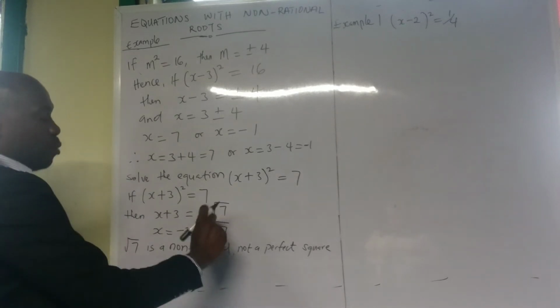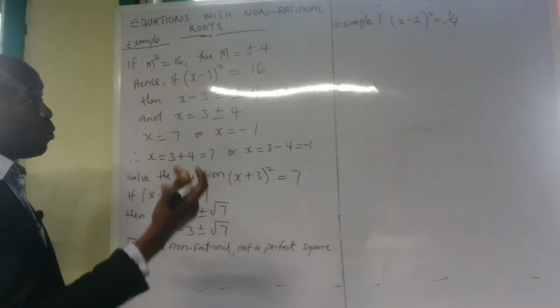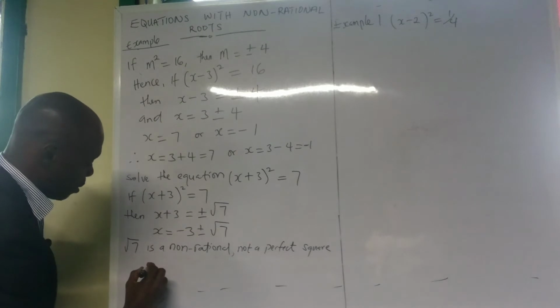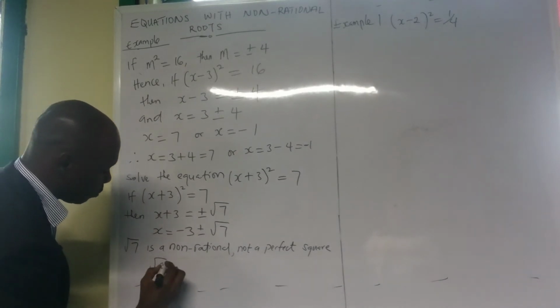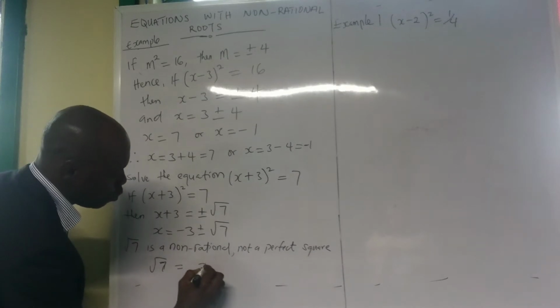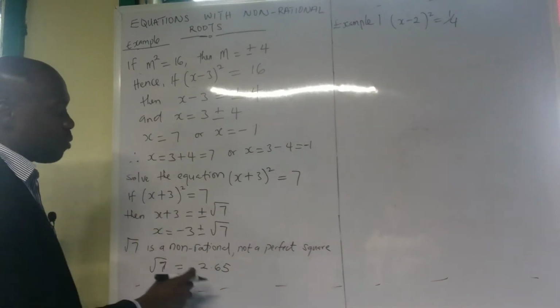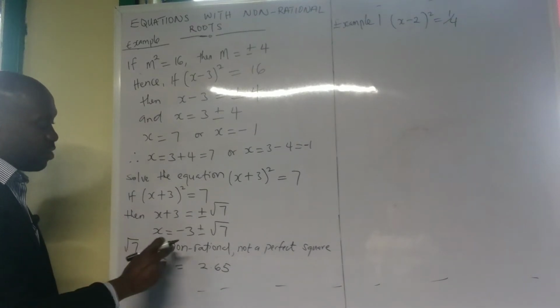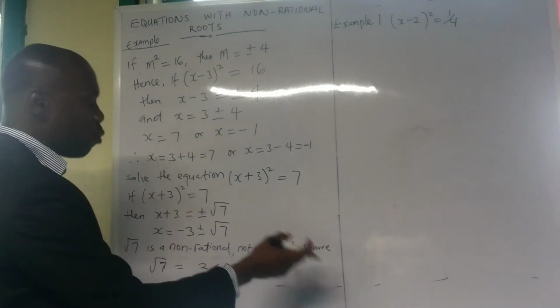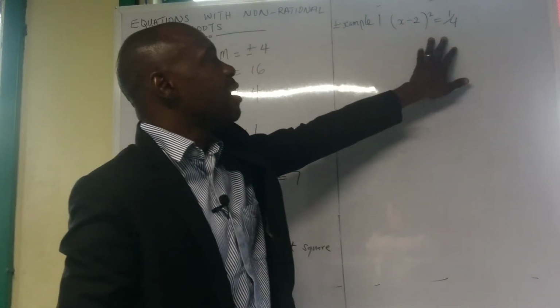But the square root that we have here, if you look for the square root of 7, we could get 2.65, which is not perfect. That's why we said it is non-rational, not a perfect square. So let's look at the first example here. Let's work it together and see what we're going to get.